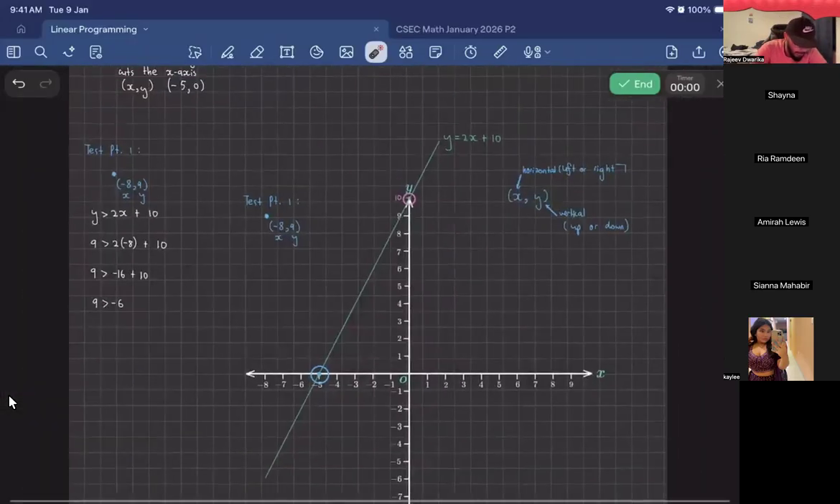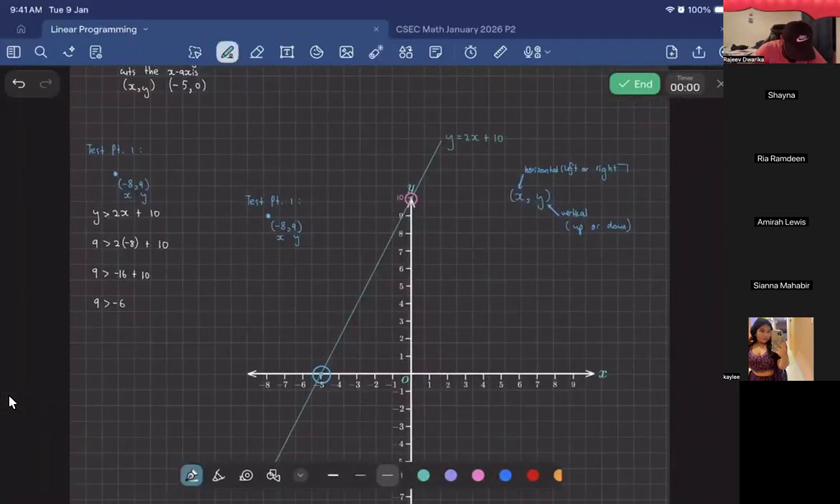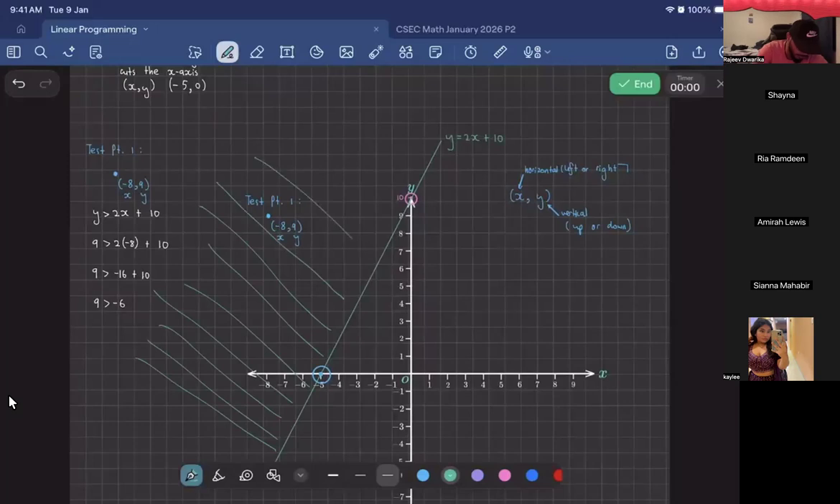Yes. So if that's what we wanted, I'm going to shade the side that the test point was in. So I'm going to shade this side. And that's how you do an inequality. That's the whole concept of it. That's literally it. And that's the answer. Obviously, in the exam, I trust that you do it neater than this, but that's how you do it.